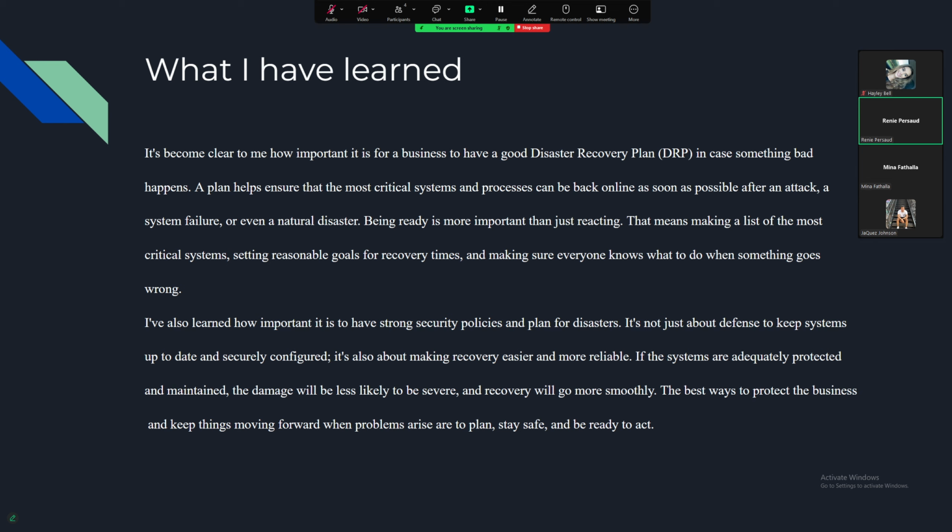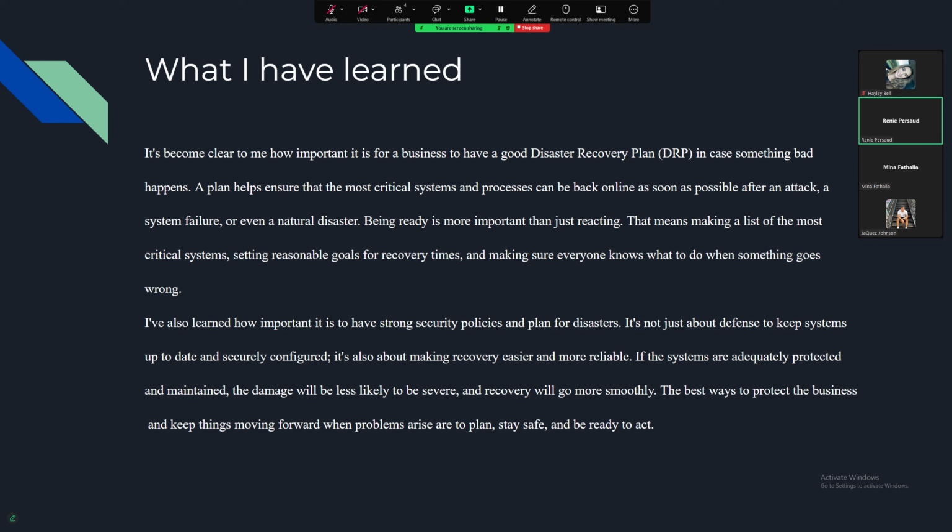From what I have learned, it has become clear to me how important it is for businesses to have a good disaster recovery plan, or DRP, in case something bad happens. A plan helps ensure that the most critical systems and processes can be back online as soon as possible after an attack, system failure, or even a natural disaster. Being ready is more important than just reacting. That means making a list of the most critical systems, setting reasonable goals for recovery times, and making sure everyone knows what to do when something goes wrong.